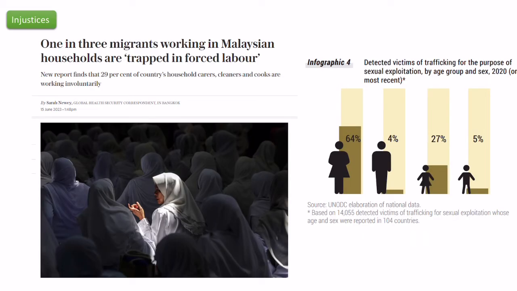Here are some examples. It shows you that 1 in 3 migrants in Malaysian households are in forced labour. We even get examples of modern slavery, where people are allowed to migrate or given the opportunity to migrate by someone and then just kept as a slave. On the right we see that a lot of women are trafficked and then used in some sort of sexual exploitation, a lot higher than both men and children here.